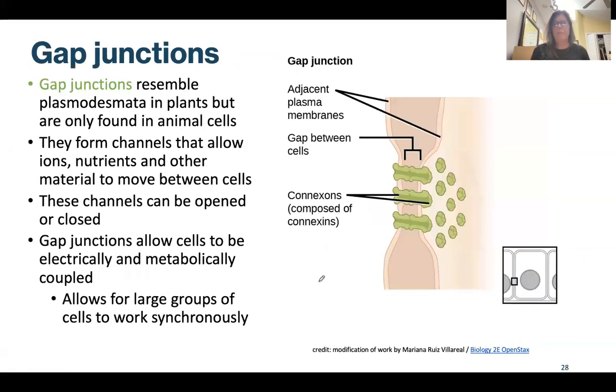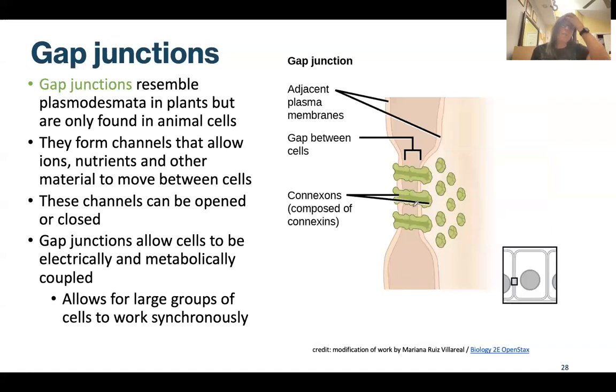And then we have gap junctions. Gap junctions are similar. Their functions are very much like the plasmodesmata. Okay. So with the plasmodesmata, again, it allows things through, but gap junctions are a little bit different. They can be open or closed. There are signals that will open them. There are signals that will close them.